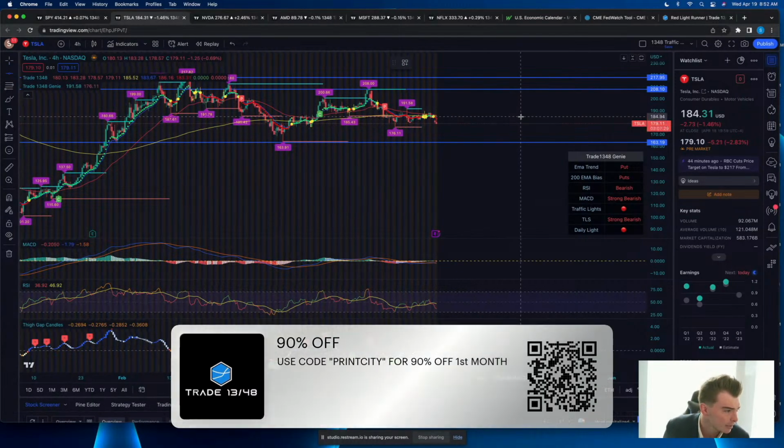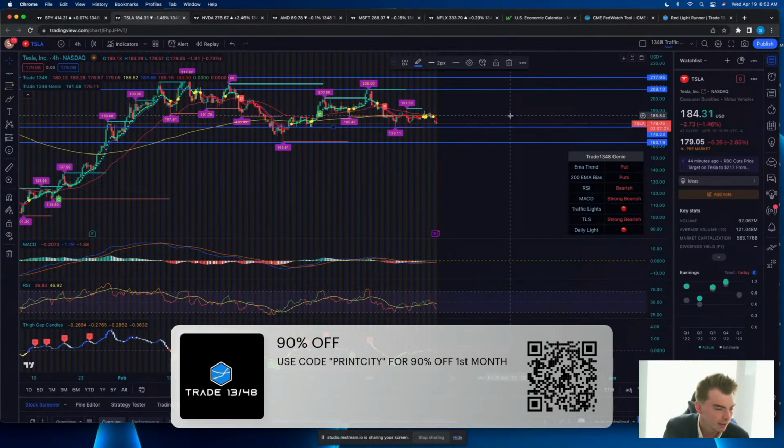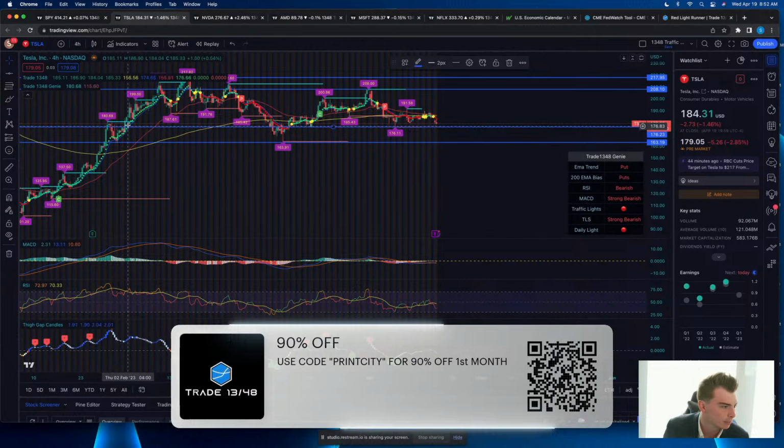Nice little wick here. I mean, you've got this 180, this little range right here. So you can throw one right in the middle. I don't really want to throw one right in the middle. I'll throw one down here, though. So looking at these levels, this 176 to 181-ish right here.